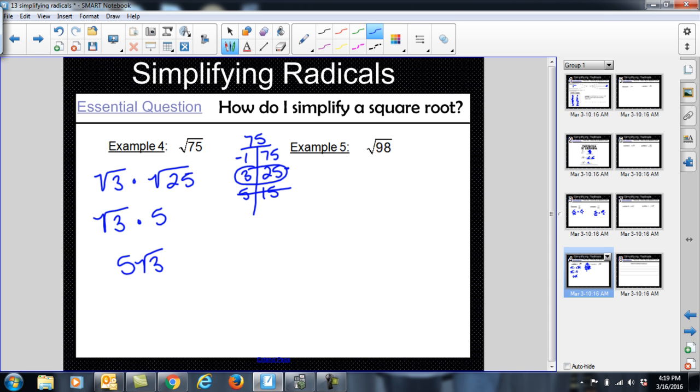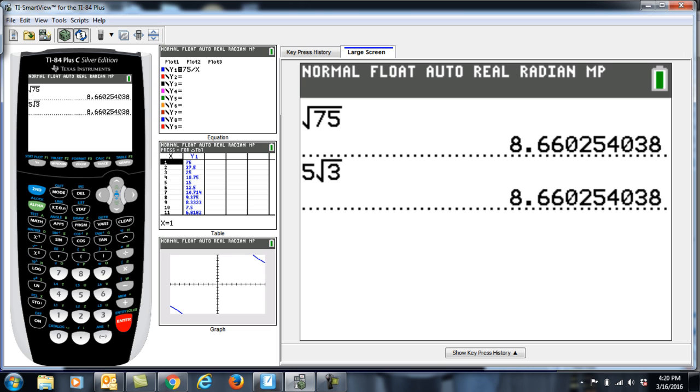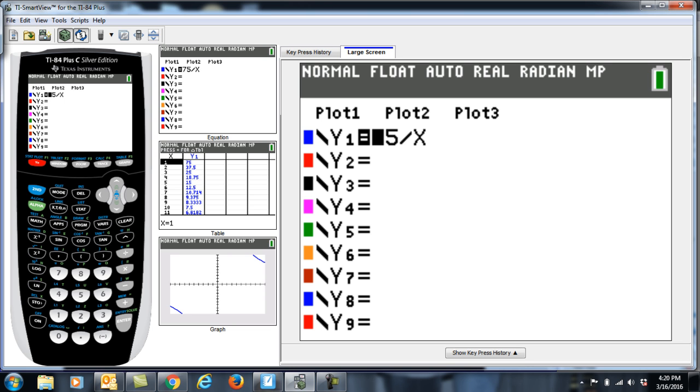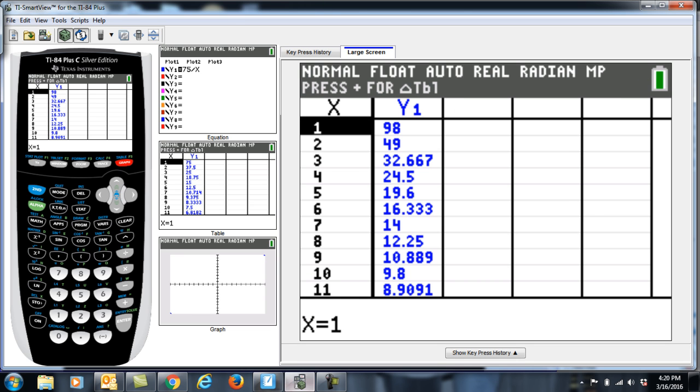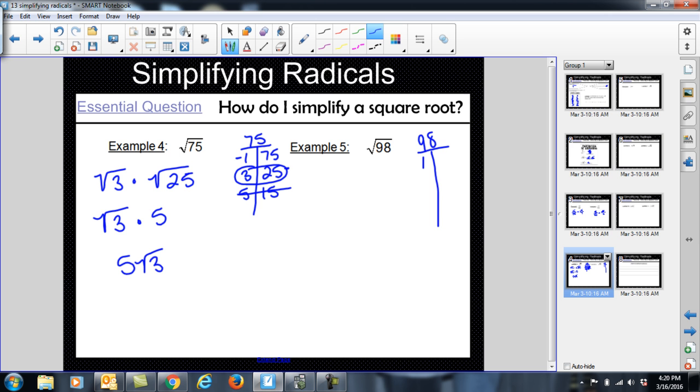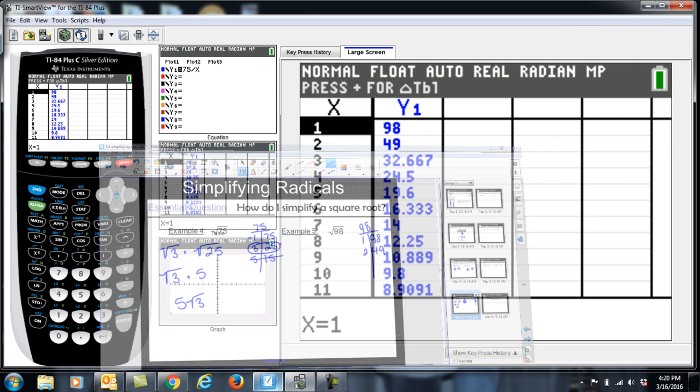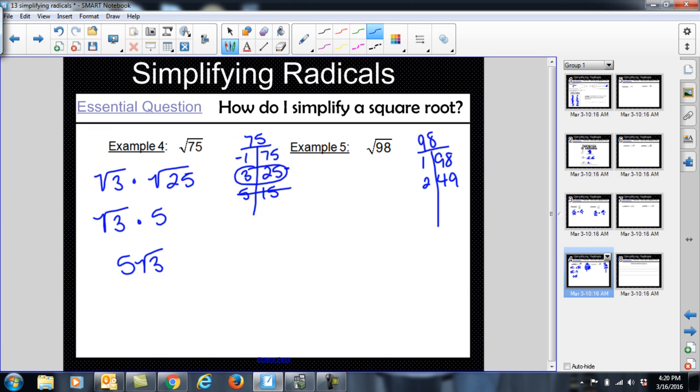So let's do example 5. I've got the square root of 98. So I'm going to list all the factors of 98 just like I did a second ago. So I'm going to do 98 divided by x. I'll go look at my table. And it looks like I have 1 and 98, 2 and 49, 7 and 14, and I'm pretty sure that's it.